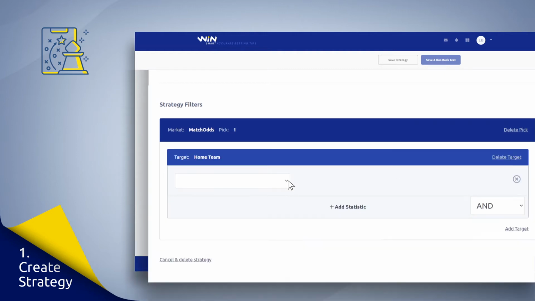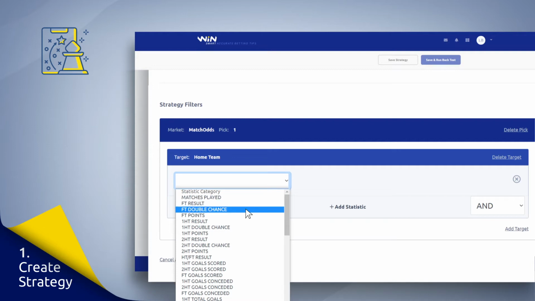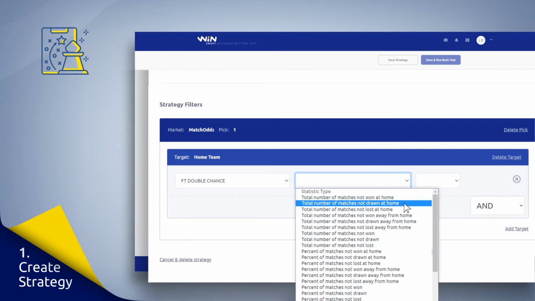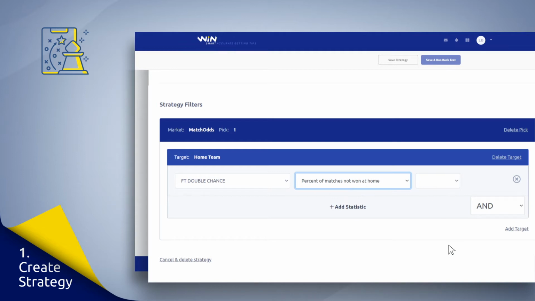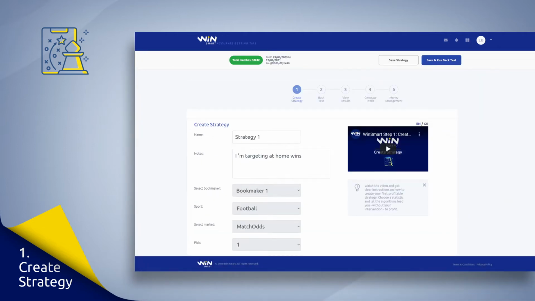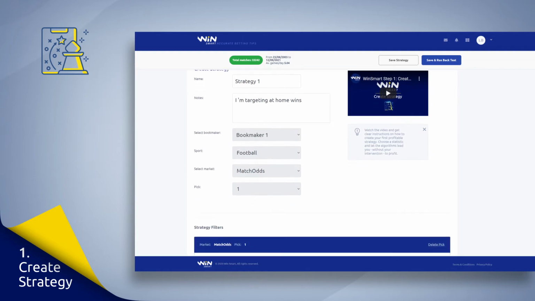Let's insert the statistic. We choose a strategy, for example, full-time double chance, and in the adjacent column, any statistic we think fits our strategy. We choose % of matches not won at home. Just next to that, you choose the comparative sign. You put bigger than, and after that, the value. Let's add 50. That means you can start looking for home teams which have won more than half of their home matches. Essentially, you get to choose a statistic, you select which teams the system will search backwards to give you past results, you name a value, and that's all.